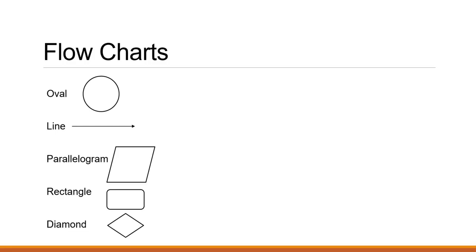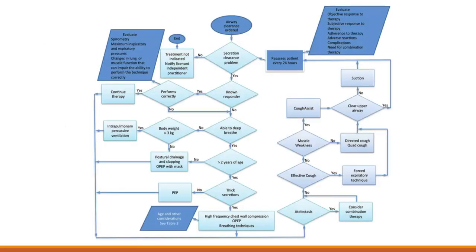A parallelogram represents input or output. So you need to have information gathering at this point. Rectangles represent a process, and a diamond indicates that a decision is made at that point. When you look at most protocols, this is what they look like.